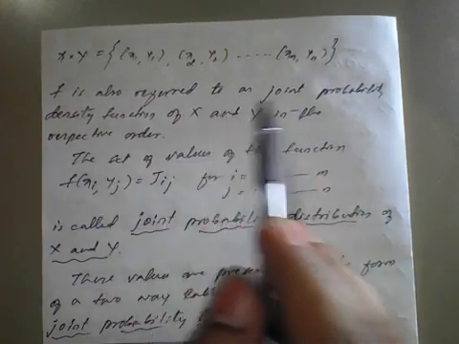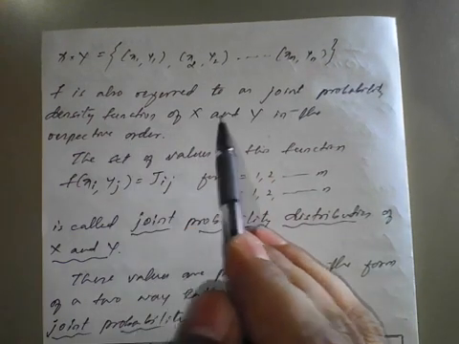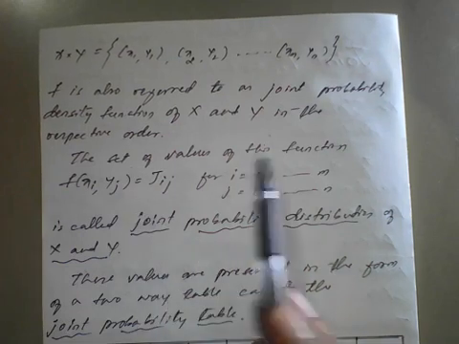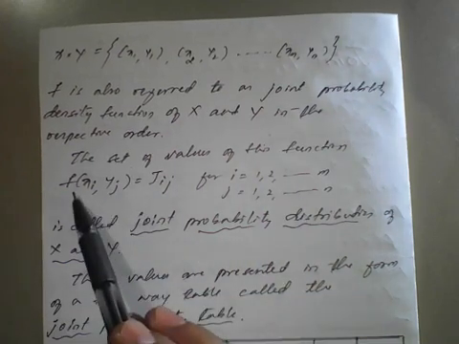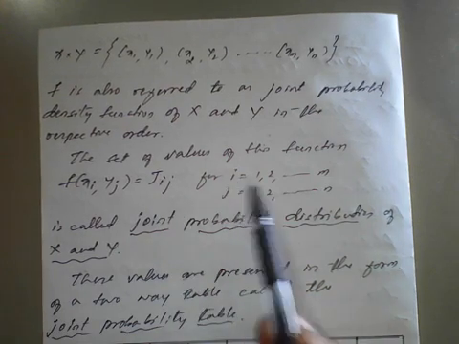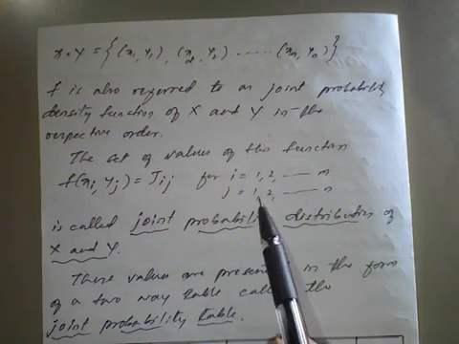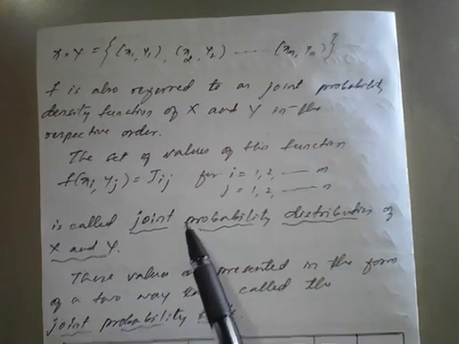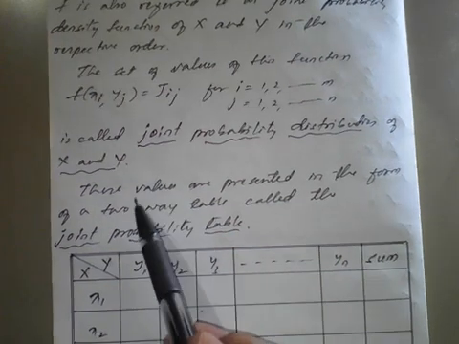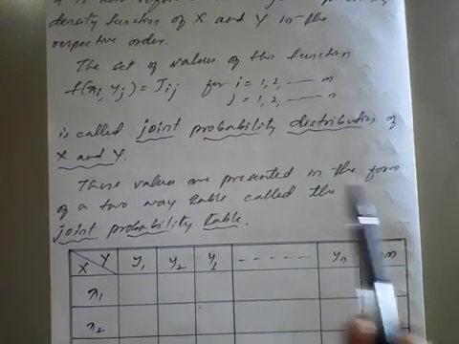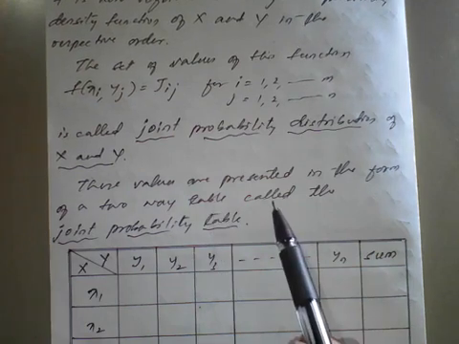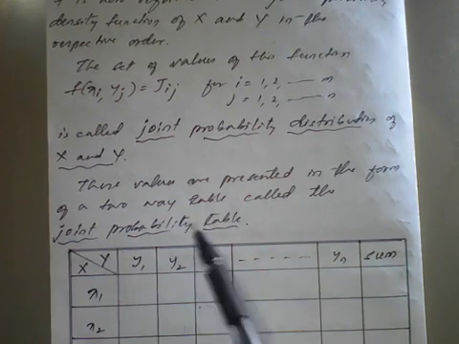f is also referred to as the joint probability density function of x and y in the respective order. The set of values of this function, given by f of xi comma yj, which is nothing but J of ij, for i from 1 to m and j from 1 to n, is called the joint probability distribution of x and y. These values are presented in the form of a two-way table called the joint probability table.